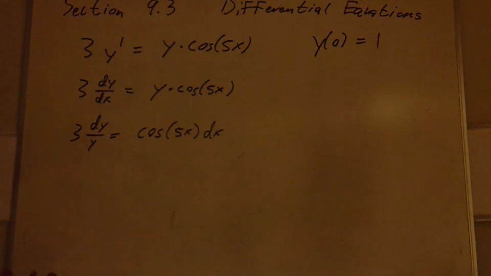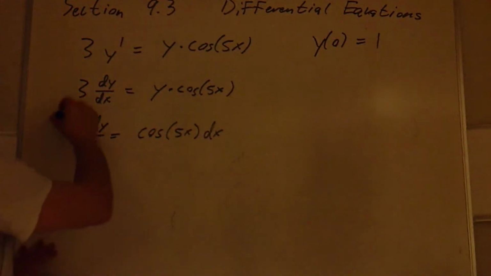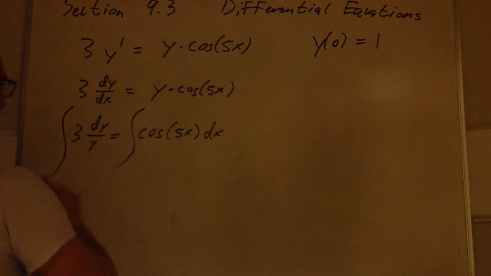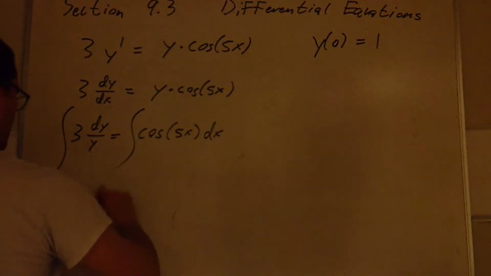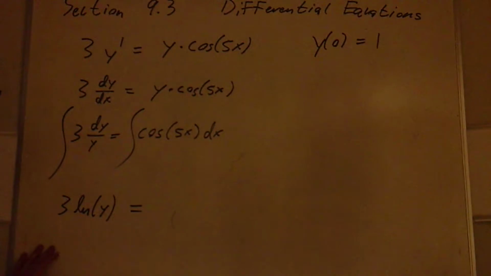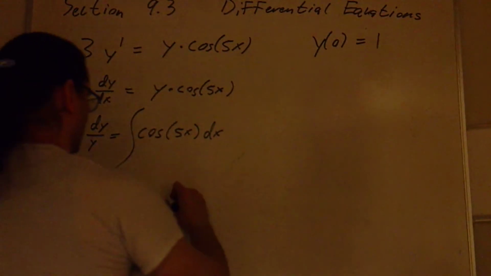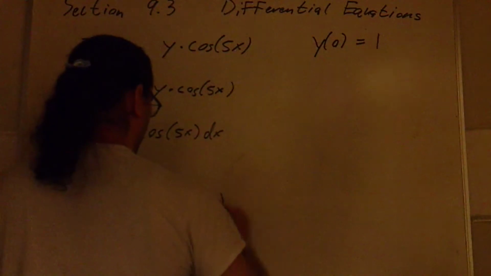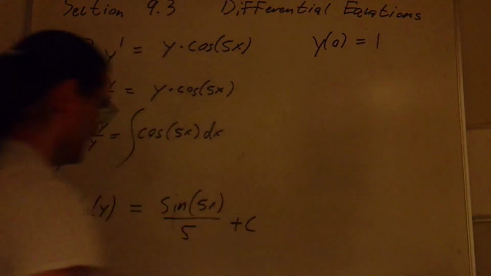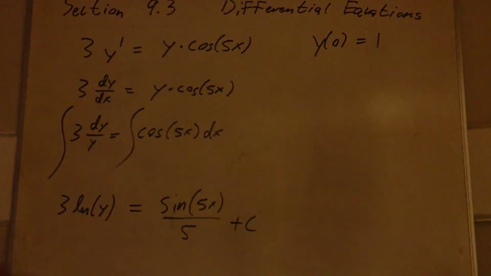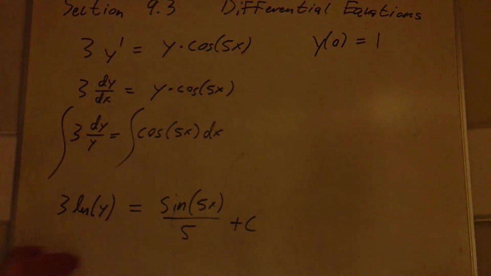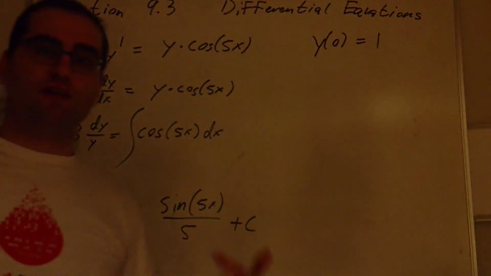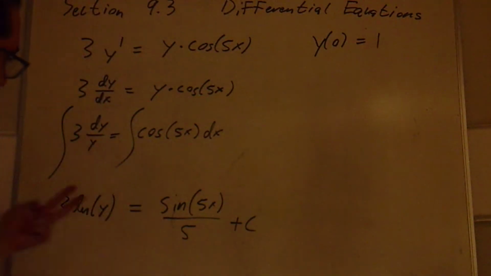I can just take some antiderivatives. The antiderivative of 3 dy over y should be 3 natural log of y. The antiderivative of cosine 5x should be sine 5x over 5 plus c. And after we have taken our antiderivatives, this is the implicit general solution, which is not at all what I want. I want an explicit particular solution, so we're going to keep going.